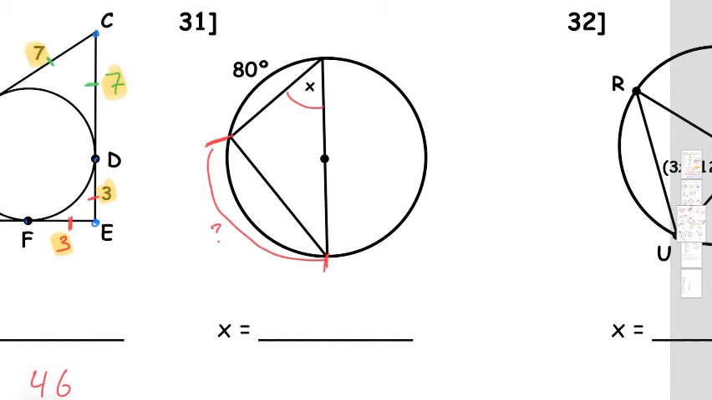And how we're going to find it is, notice how from here all the way to here, that's the diameter, which means 180. And so if I know that half a circle measures 180, and if I know this arc measures 80, I simply subtract it and I get 100. So this arc here measures 100, which means x has to be half of that, or 50 degrees.